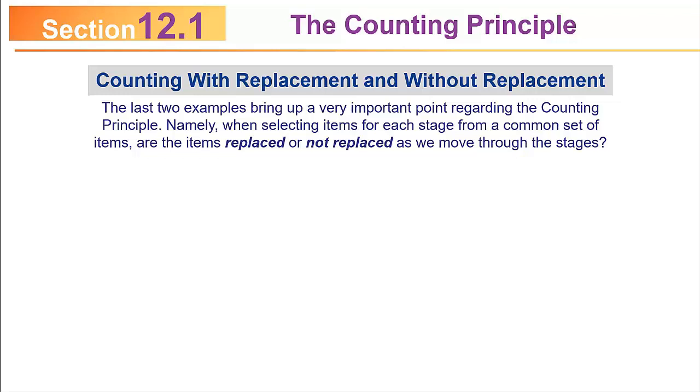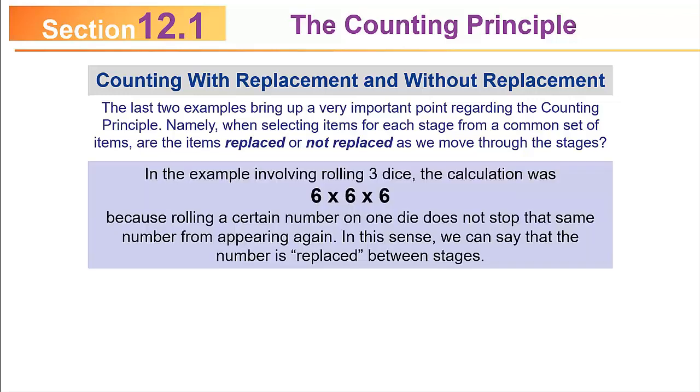For example, if I went back to that problem of rolling 3 dice, remember the calculation was 6 times 6 times 6. It was a 3-stage experiment, and it was 6 times 6 times 6 because each die roll could be any one of 6 possibilities. In that sense, you can say that the number was replaced between stages. So if I roll the first die and get a 5, that 5 is still available for the second and third roll. So in that sense, it's been replaced between stages.